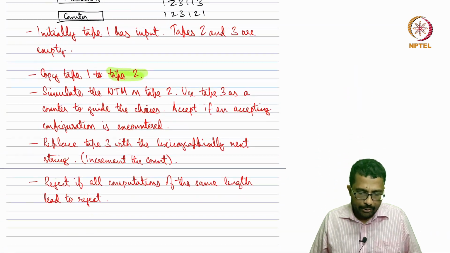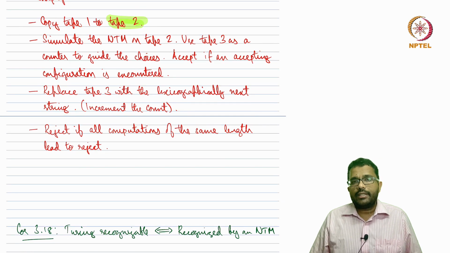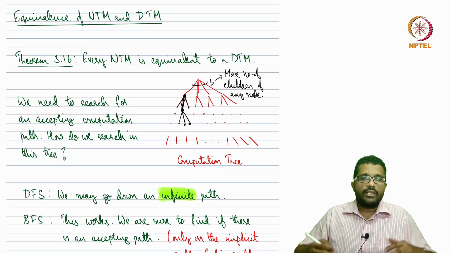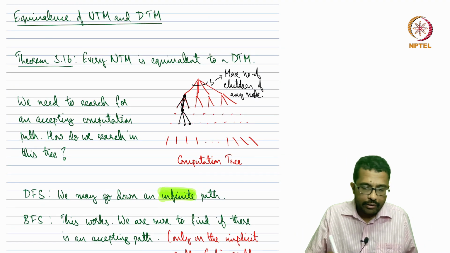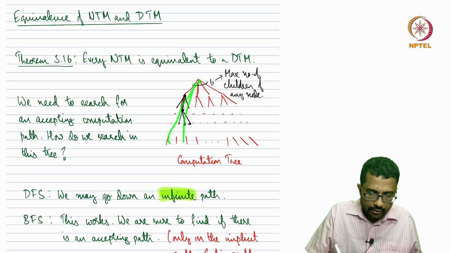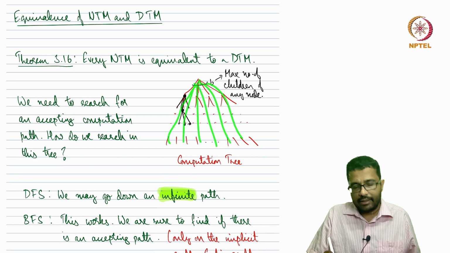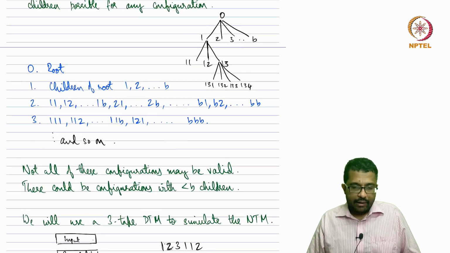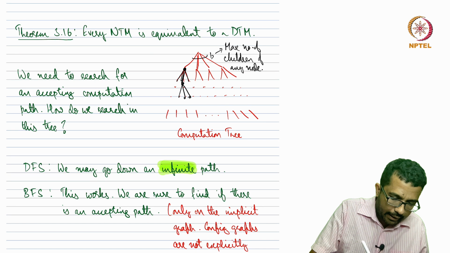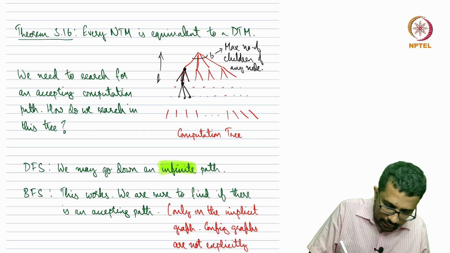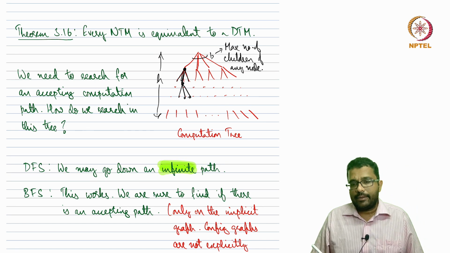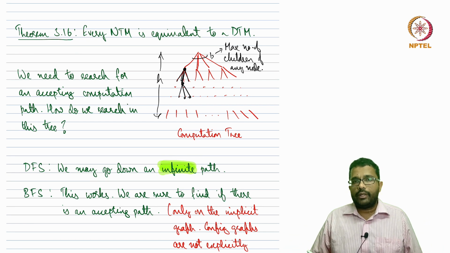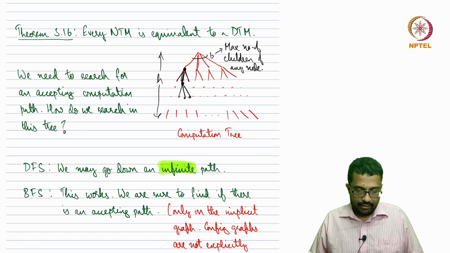So that's the way to simulate a non-deterministic Turing machine using a deterministic Turing machine. The key thing is that a deterministic Turing machine cannot magically find the path, so it has to manually try to find the accepting computation from all the possibilities, right? So this actually takes more time, because if the height is, let's say, h, a non-deterministic Turing machine takes only h time, whereas a deterministic Turing machine now has to traverse this entire tree of size b power h, which is exponential in the height.